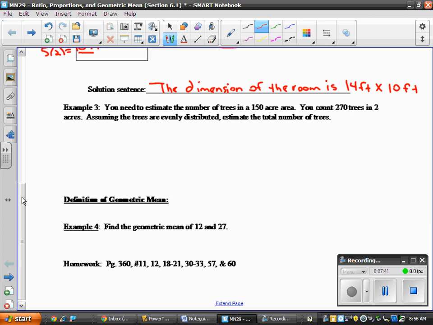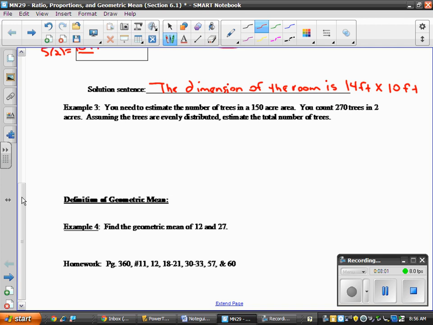Example number 3, you need to estimate the number of trees in a 150-acre area. You count 270 trees in 2 acres. Assume the trees are evenly distributed. Estimate the total number of trees. This is very typical of any kind of sampling. We're not going to want to take 150 acres and actually count all the trees. That would be ridiculous. So we use proportional reasoning.